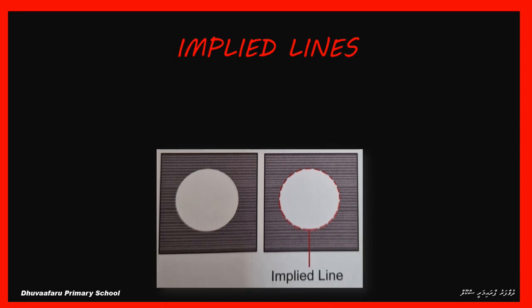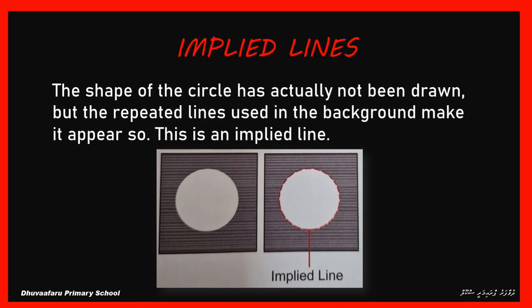Students, look at this picture. Can you tell me whether the circle is drawn or not? What do you think? Is it drawn? No. Actually, the shape of the circle has not been drawn, but the repeated lines used in the background make it appear so. So that is an implied line.